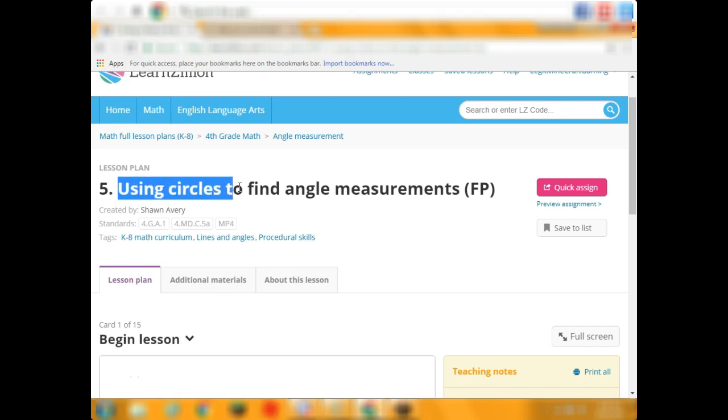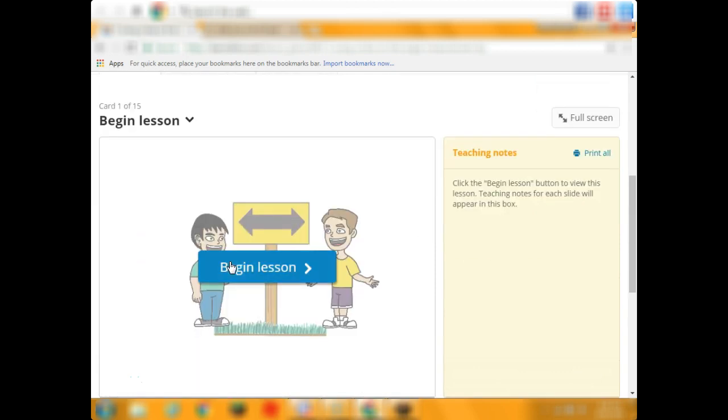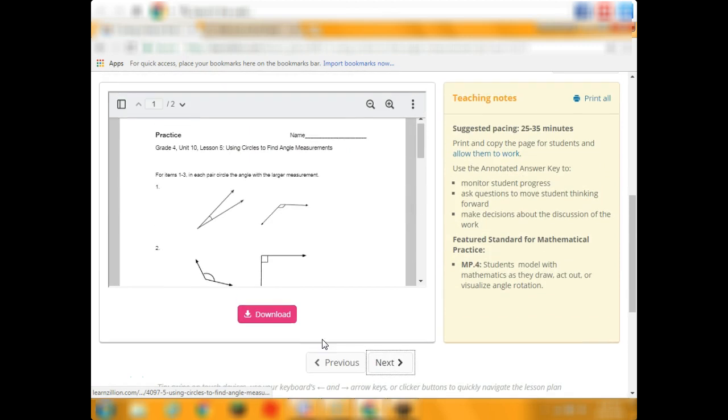Everybody, and today we will be using circles to find angle measurements. So let's begin our lesson. I will have this on screen right now, and boom.